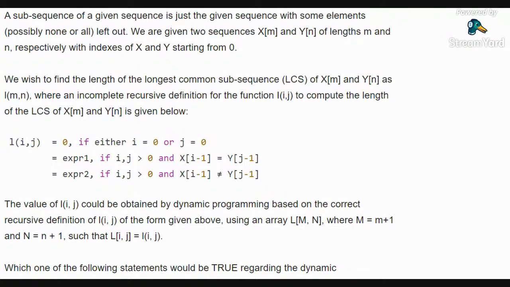The value of L(i,j) could be obtained by dynamic programming based on the correct recursive definition of L(i,j) of the form given below, using an array L[M][N], where M is equal to m plus 1 and N is equal to n plus 1, such that L[i][j] is equal to small l(i,j). So which one of the following statements would be true regarding the dynamic programming solution for the recursive definition of L(i,j)?